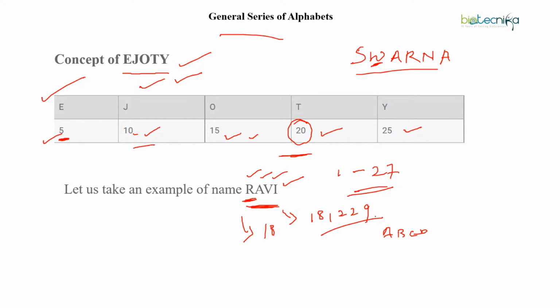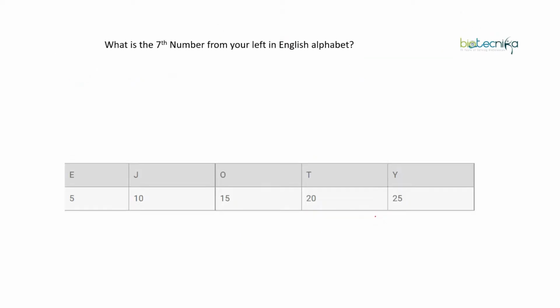एक और क्वेश्चन इस पे लेते हैं. Suppose we take one more question in this. The question is, what is the seventh number from your left in the English alphabet? So seventh number from your left. यहाँ मेरे लिए दो keywords हैं. First is seventh and उसके बाद left.